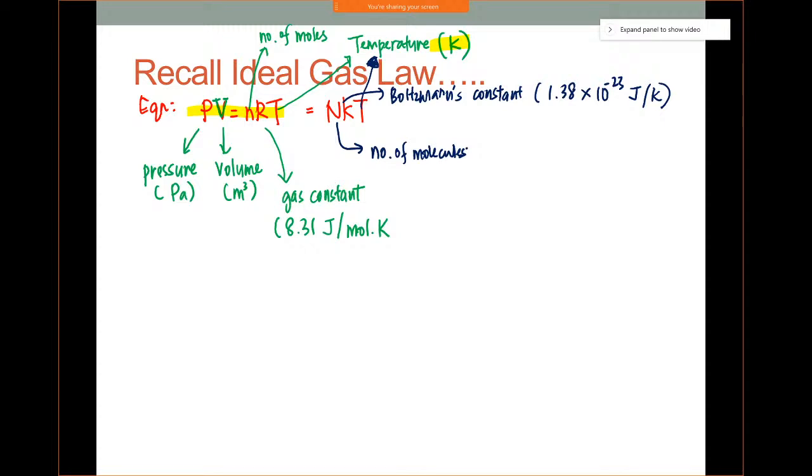For most of the time, when it comes to thermodynamics, if the question mentions an ideal gas, then this formula applies. Otherwise, if the question does not mention it is an ideal gas, then usually we don't apply this.